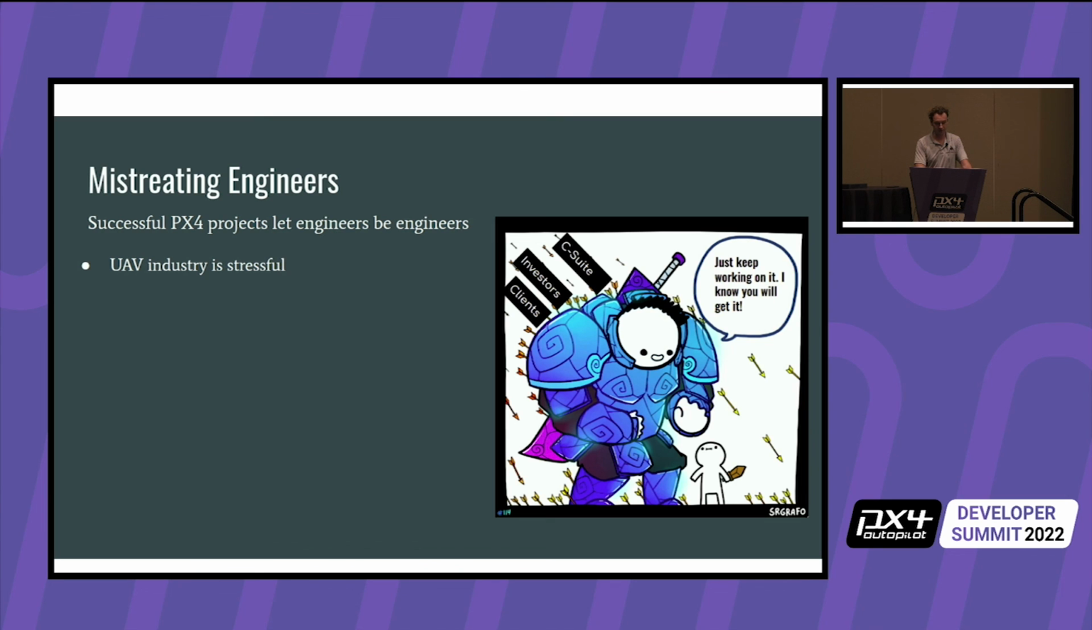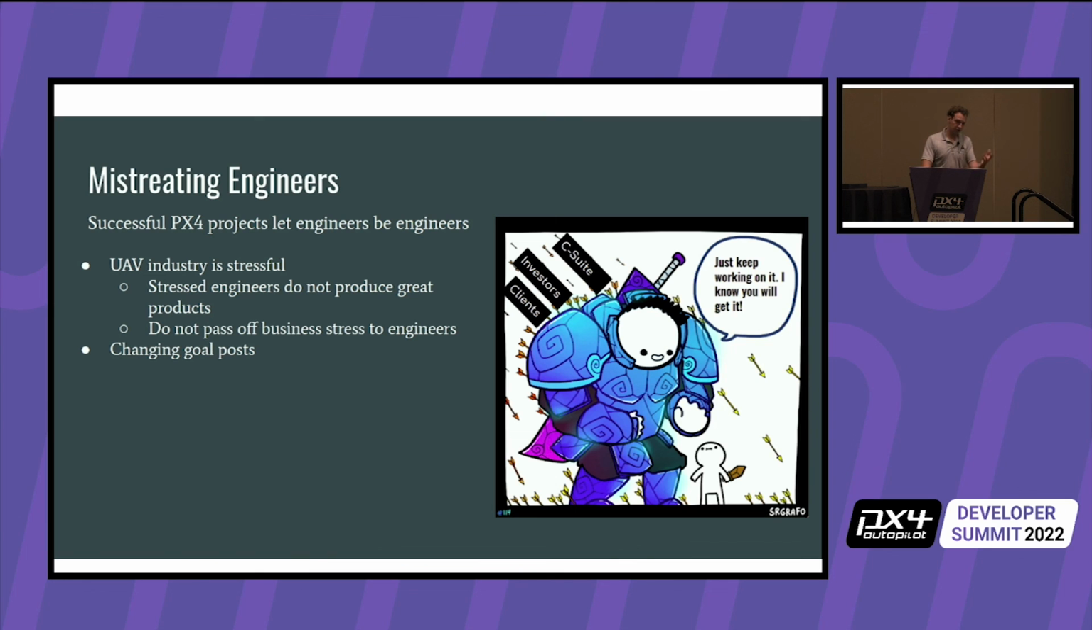The UAV industry is stressful. And like I said, stressed engineers don't produce great products. Do not pass off business stress to engineers. That's your job, to take hold of that, process it, and relay it down to your team in a non-stressful manner. Changing goalposts, this happens all the time, especially in this industry. It's changing so rapidly, and investors and clients and customers want this and that and that and this. But with changing goalposts, you're going to end up with a hodgepodge of a product.